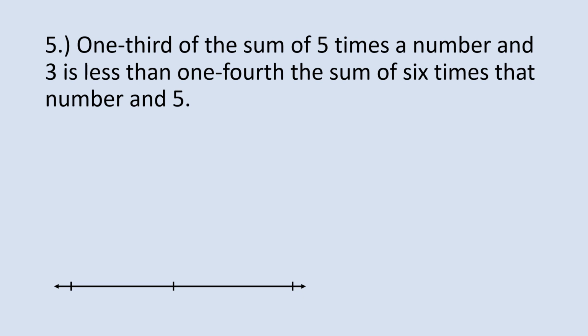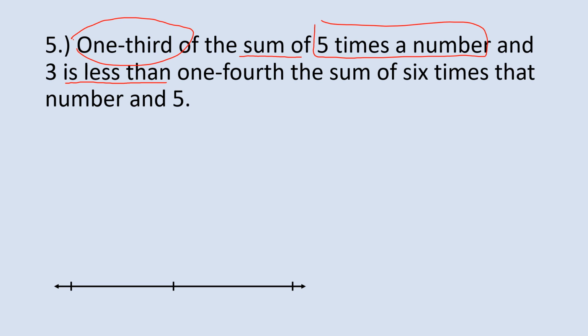1/3 of the sum of 5 times a number and 3 is less than 1/4 the sum of 6 times that number and 5. All right, so here is the separator, "is less than." Okay, so let's do one side at a time. All right, 1/3 of the sum of 5 times a number and 3.